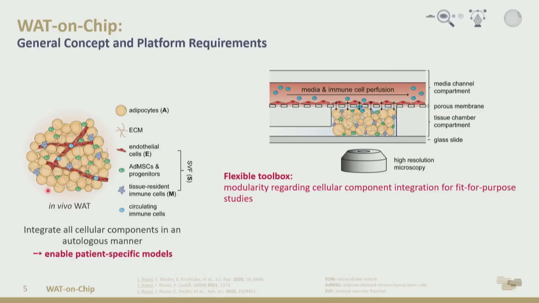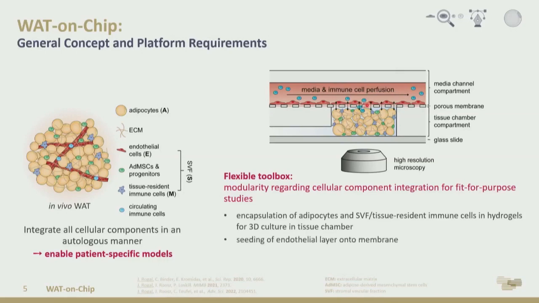So the mature adipocytes, together with the stromovascular cells, are injected into a tissue chamber compartment and encapsulated in a hydrogel. And this tissue chamber compartment is separated from a continuously perfused media channel, which can be lined with endothelial cells. And circulating immune cells can be perfused with the medium.